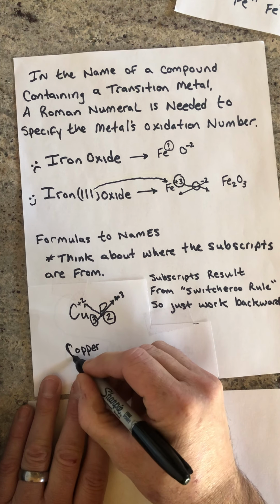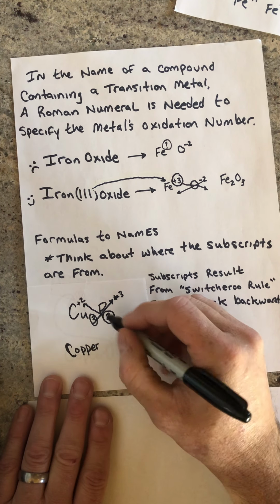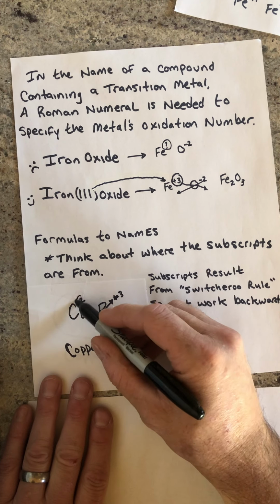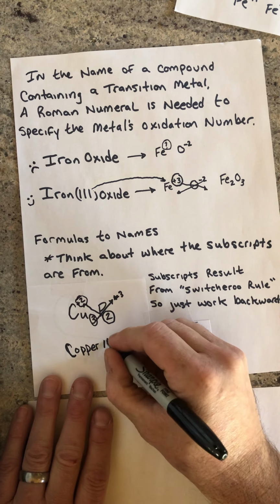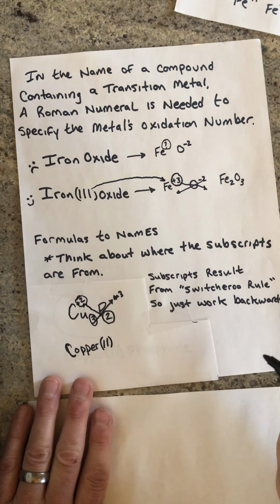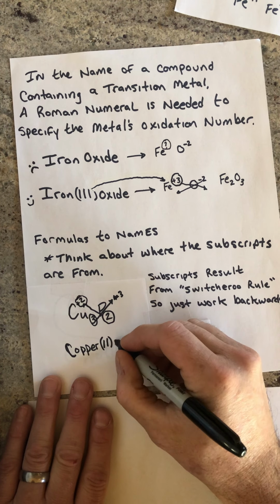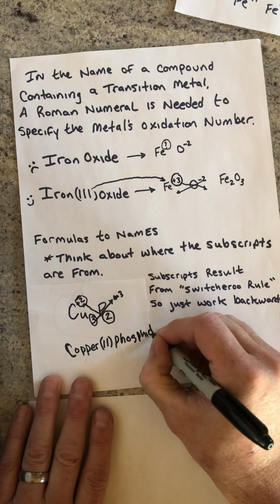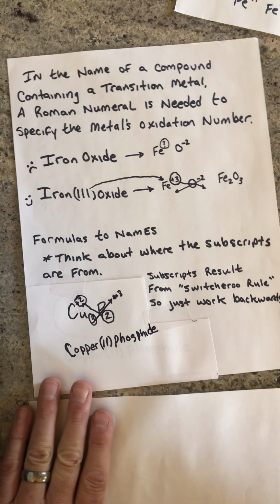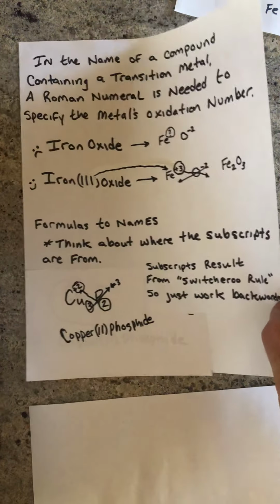My C is a little weird here. Copper, and then you use the Roman numeral that represents the oxidation state here, which is a positive 2. So we put our Roman numeral 2 in parentheses, like so, and then phosphide. See how easy that is? It's no big deal. Let's do a couple more just to get the hang of it here.